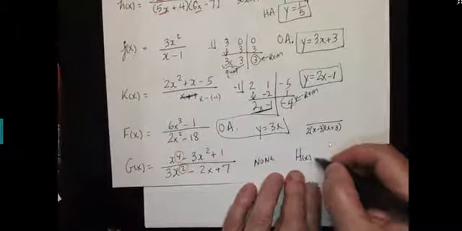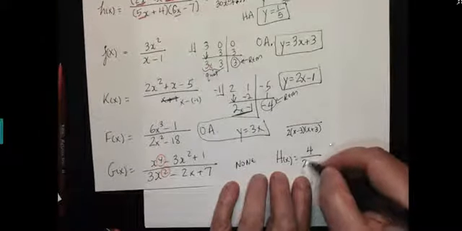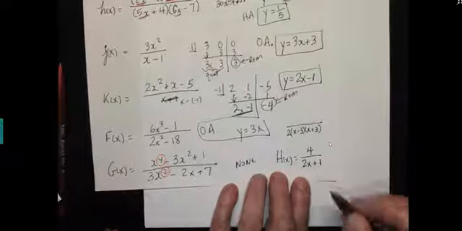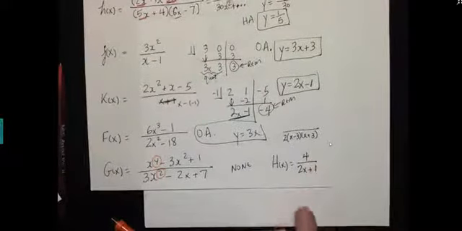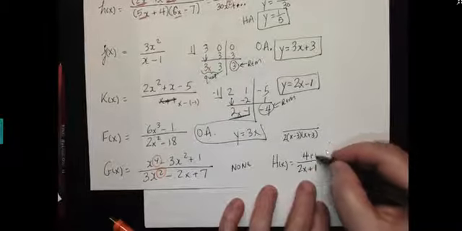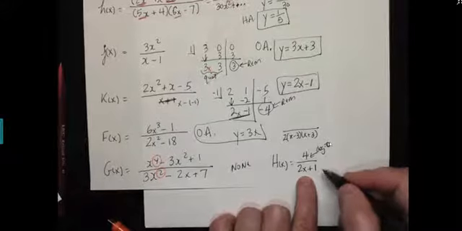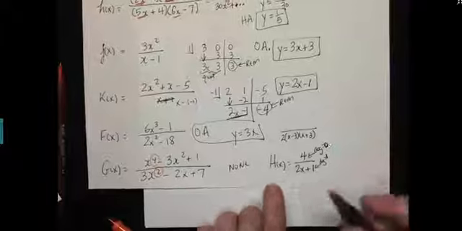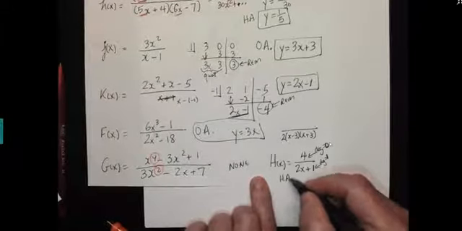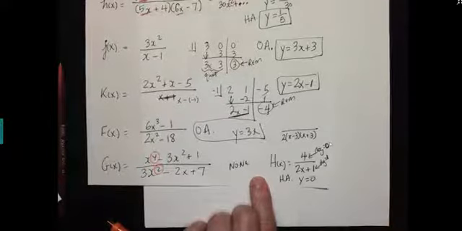Let's try one more. Well, we have a constant in the numerator, so the degree is 0. And the degree of the denominator is 1. So there will be a horizontal asymptote, and it will be the x-axis. Okay.